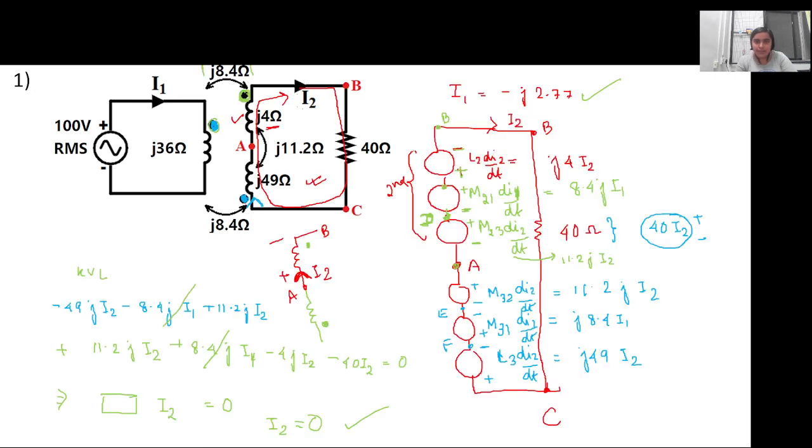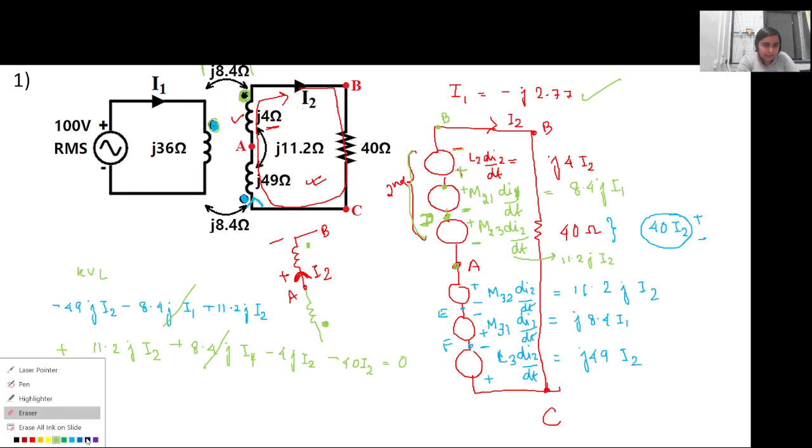So basically, what is the voltage across this? Madam, can you please once again explain the I2 value calculation? Okay, so I'll do it step by step. Yeah, we are now applying KVL into the equation.